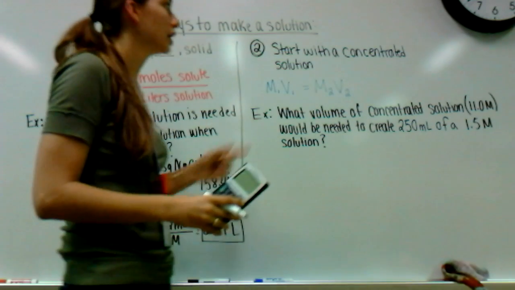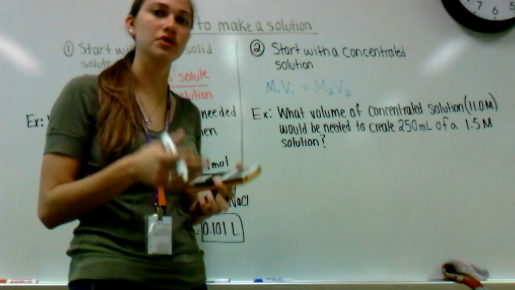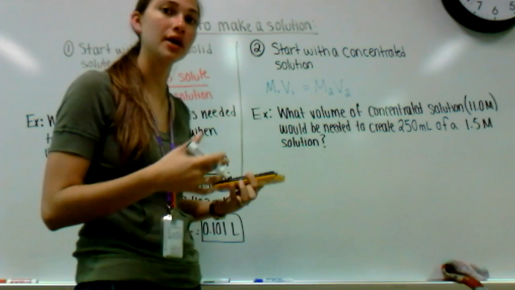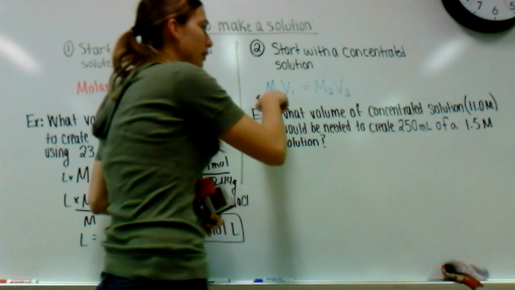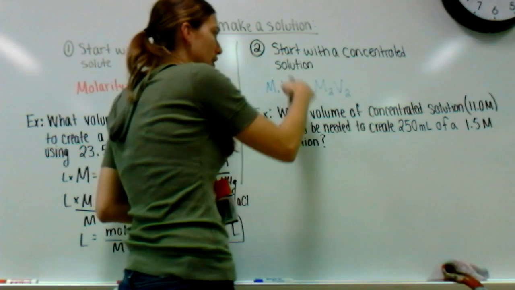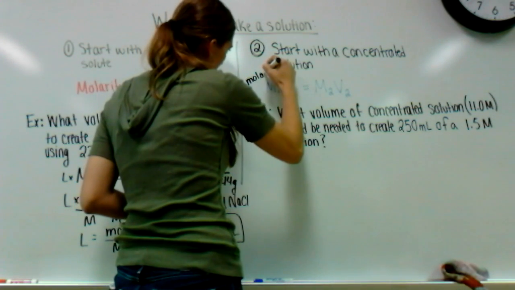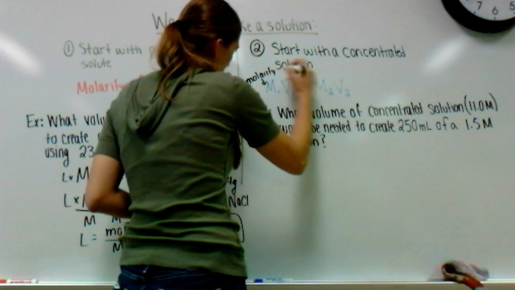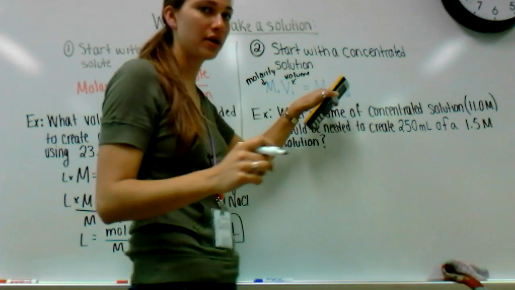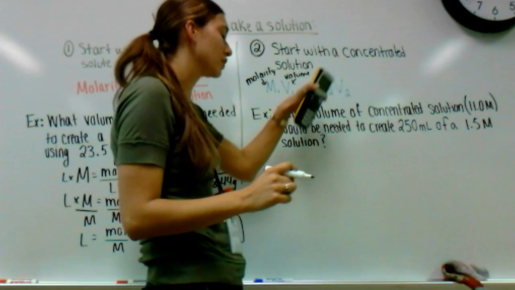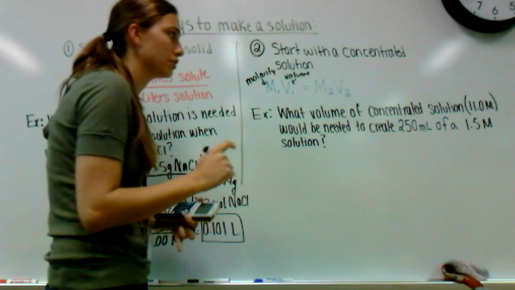Let's look at the other way. So in this way of making a solution, you have a concentrated solution that's already made. And what you're trying to do is you're trying to make a more dilute solution. So here we're going to use the molarity of the first solution times the volume of the first solution equals the molarity of the second solution times the volume of the second solution. So let's see how we would do a problem with that.